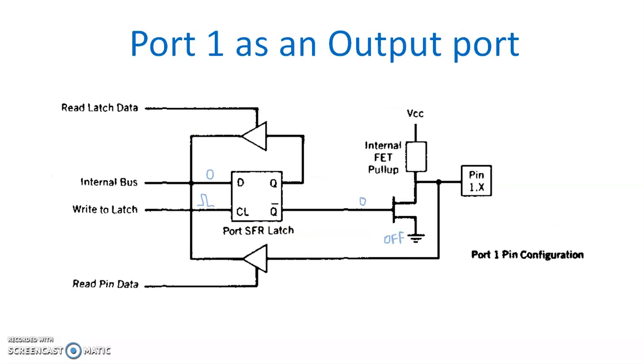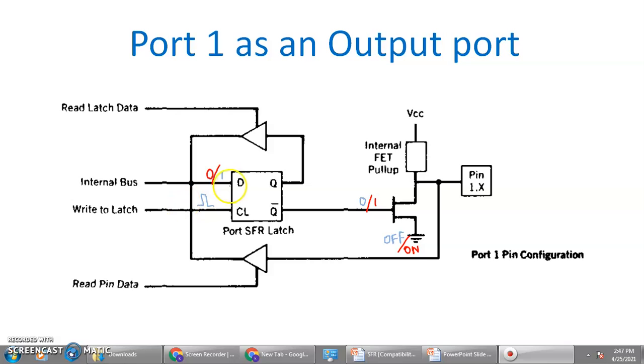Now port 1 as an output port. Let me configure this. First we'll write the value as 0. When we write D equal to 0, then Q is going to be 0 and Q bar is going to be 1. When Q bar is 1, the transistor will get switched on. So therefore pin 1.x will be connected to ground.